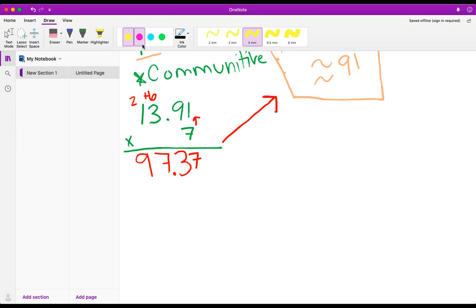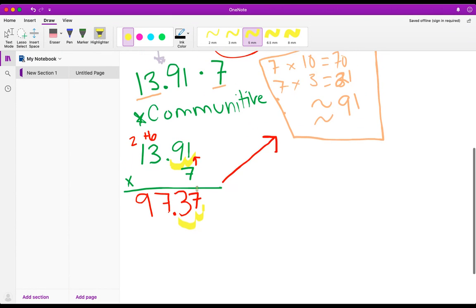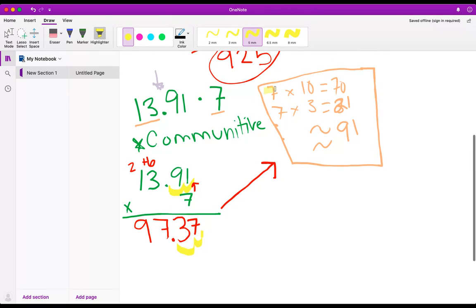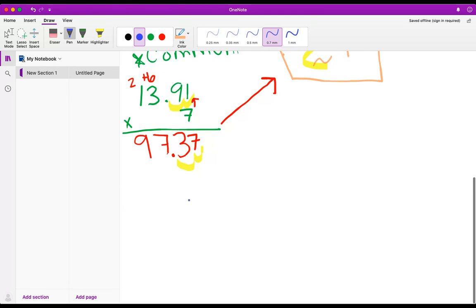The other way is doing the jumping method. So I want to see how many decimal places are in my problem. In 13 and 91 hundredths, I have 1, 2 places, and there's no decimal in my bottom number here. So then I just move my decimal 1, 2 places. Okay, so that's the jumping method. Either method works, but I really recommend always predicting, because that's going to help you make sure that you're in the right area. We make a lot of mistakes when we multiply. It's really easy to do.